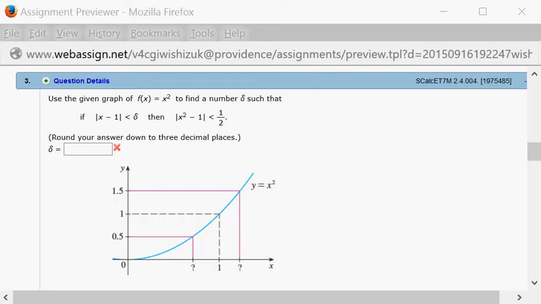Alright, let's look at homework 2.4, problem number 3. Our function is x squared, and we want to find the corresponding delta value for epsilon equal to 1/2. So let's do that. We don't know what these values are, so we have to find them.